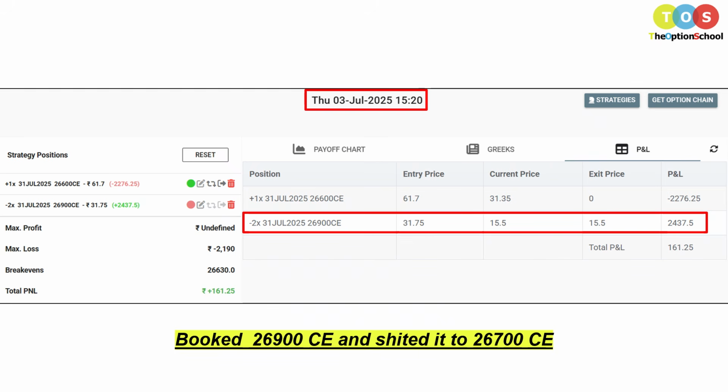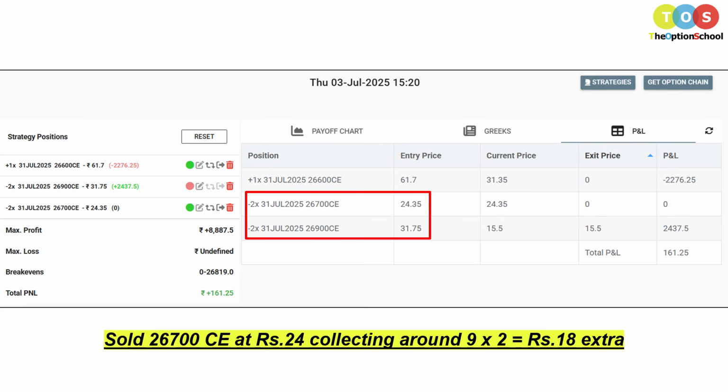Obviously something was to be done, so we booked these two calls of 26,900 which were sold and brought them down to 26,700. By doing this we got 9 rupees extra, so we had two lots, so 9 into 2, 18 rupees we got extra. 18 multiplied by 75, which is almost 1,350 rupees extra premium we got in the trade. Remember, our buying is still at 26,600. What we have done, we have sold now 26,700 calls. So ratio spread is still 1 is to 2.